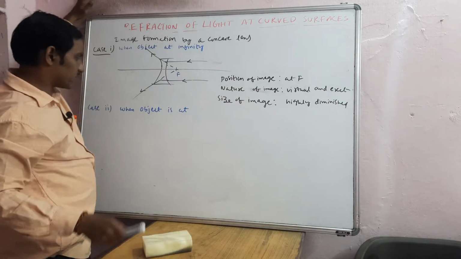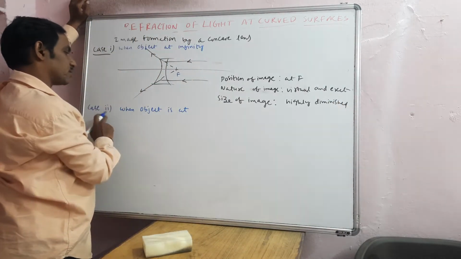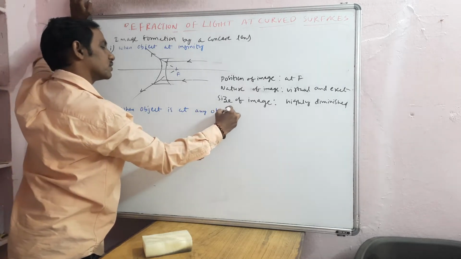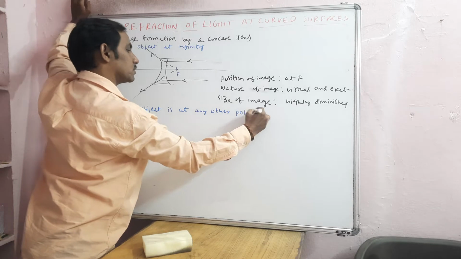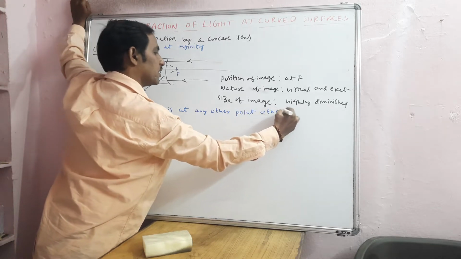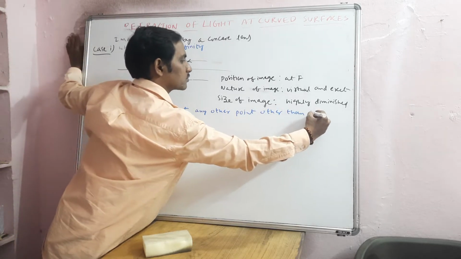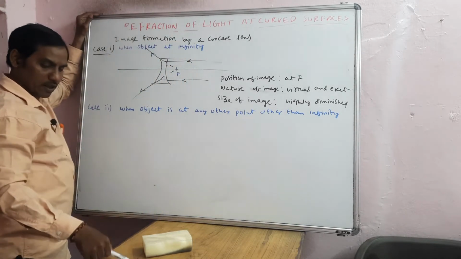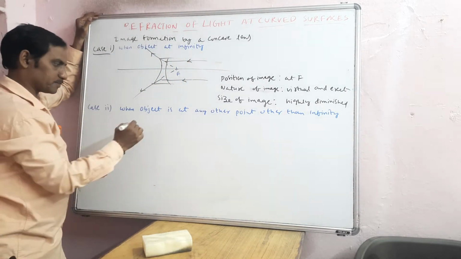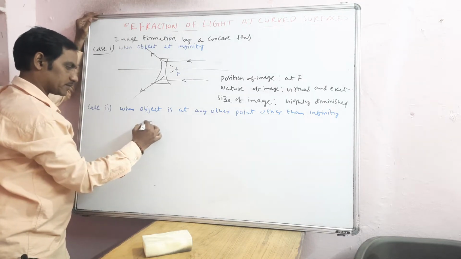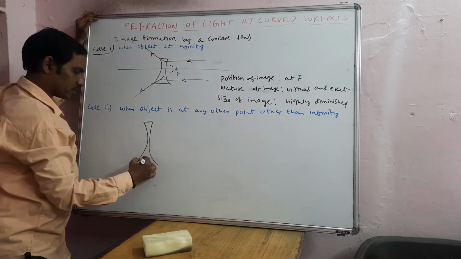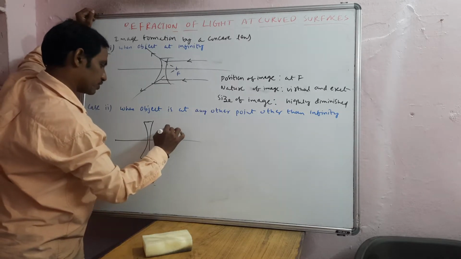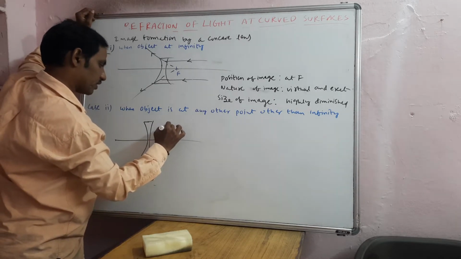Now the next one is case number 2, when the object is at any other point other than infinity. That time you can take the concave lens like this. For example, in this case you need not mention where the position of the object is. Somewhere the object might be there.